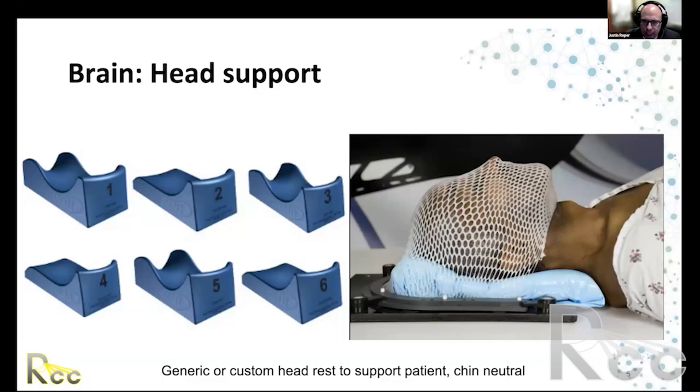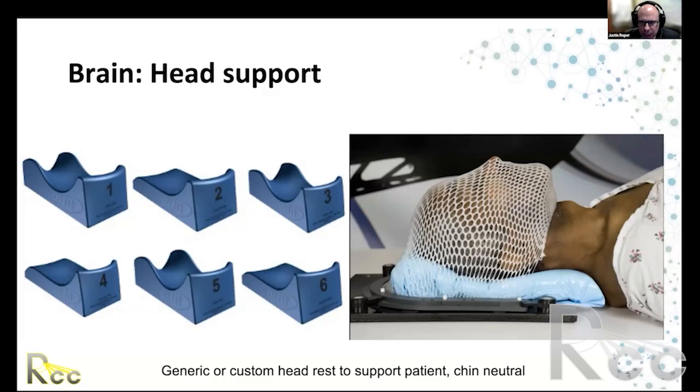Occasionally, we will create a custom head support. An example of that is shown at right, where this could be an expandable foam. This is allowed to expand to conform to the curvature of the patient's head and neck, with a therapist gently applying pressure around the edges such that it fits within the confines of the mask.